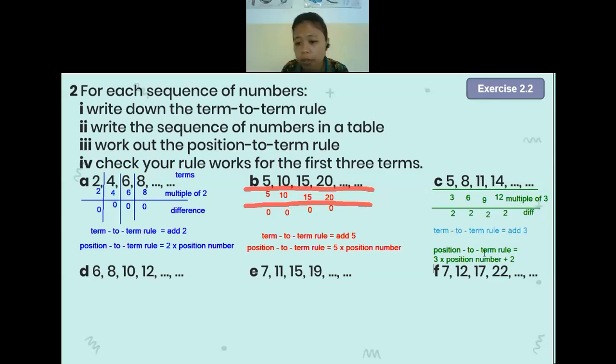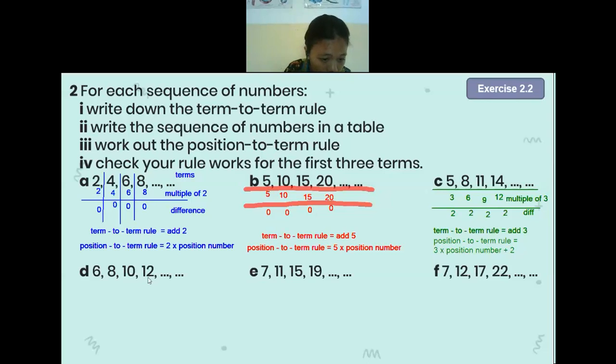Is there anyone confused about finding the position to term rule? Or maybe I'm going too fast and there is something I need to repeat? I will repeat it again if you are still confused. No one is confused? For sure? It's okay to ask me if you are still having difficulties. If no one is confused, then I'll continue to the term question.